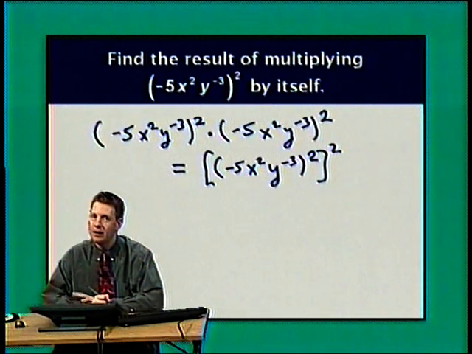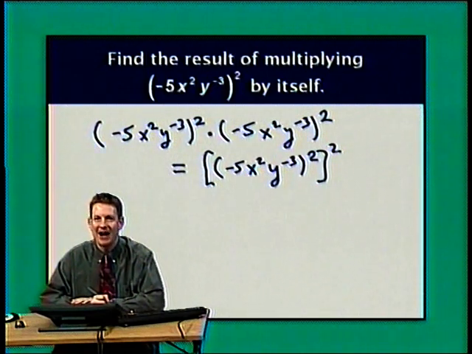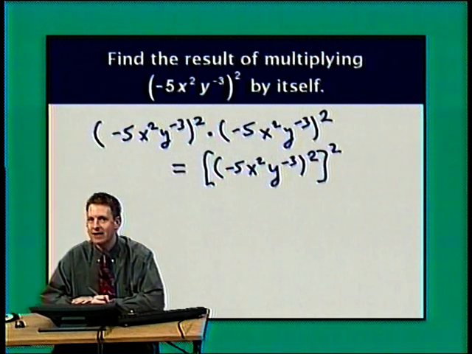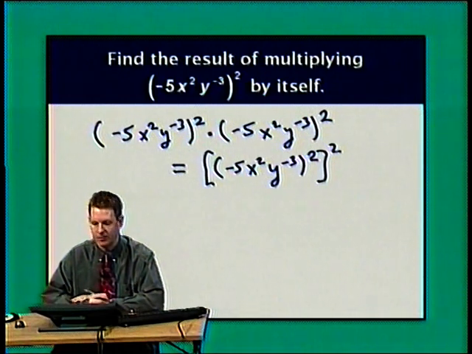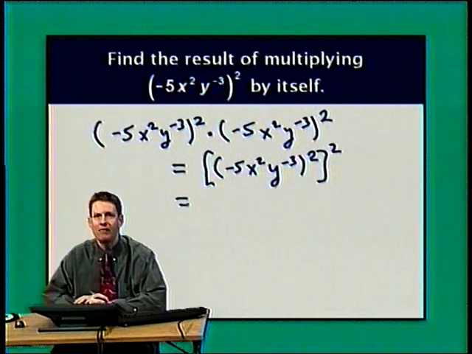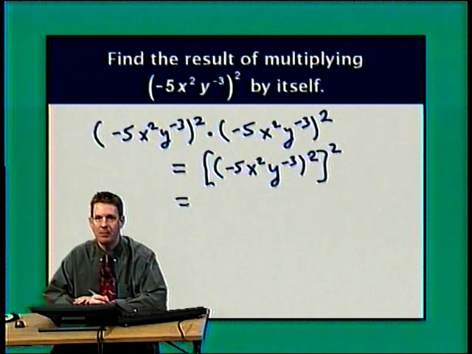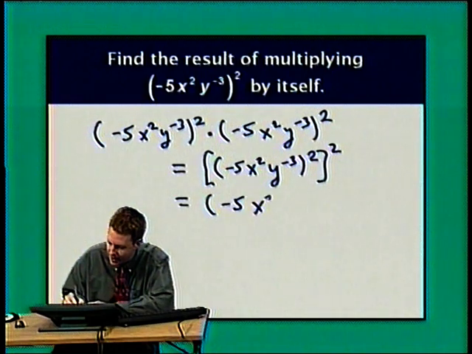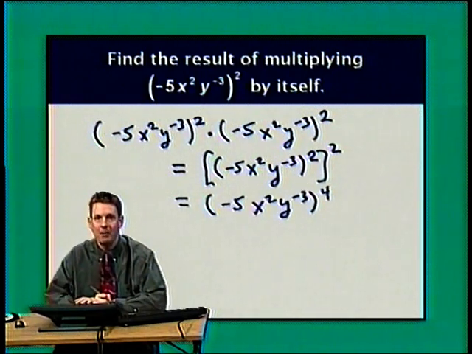Notice that I used square brackets as my outside grouping symbols. When you have grouping symbols inside grouping symbols, it really can help keep track of what's what if you use different types of grouping symbols. Now I have something being squared and being squared again. That's a power to a power, so I can apply the power to the power rule and write this as negative 5x squared y to the negative 3 to the 4th power.